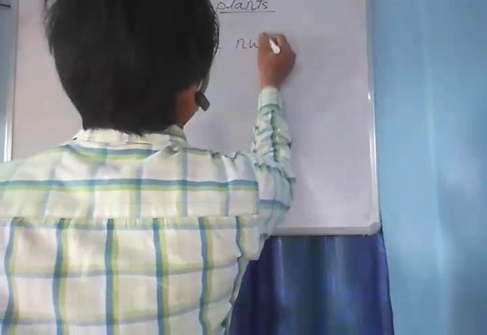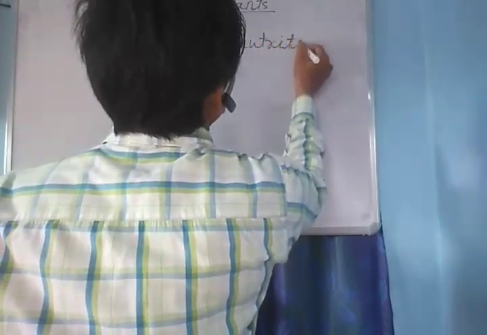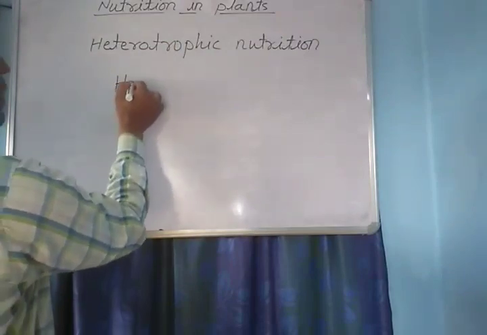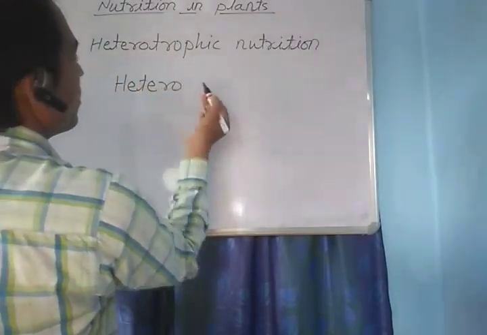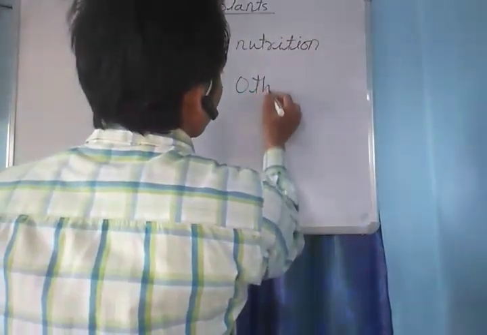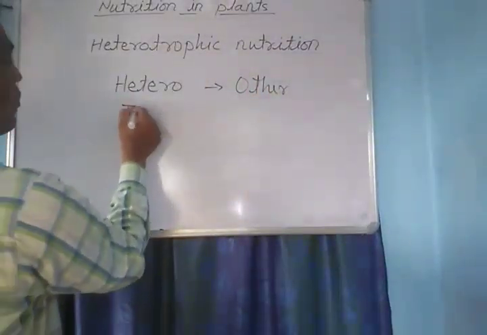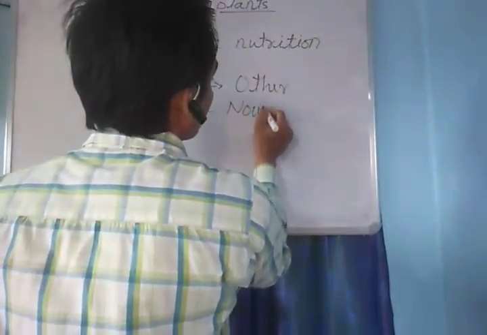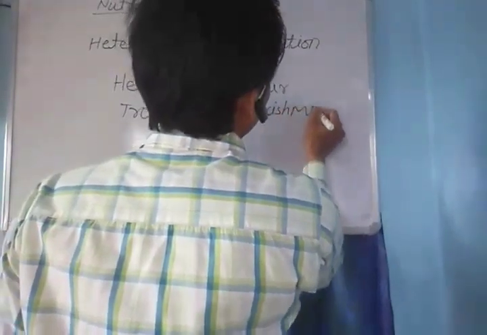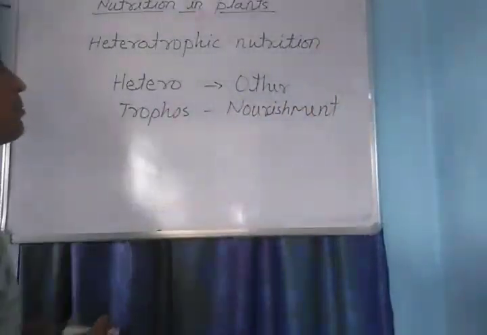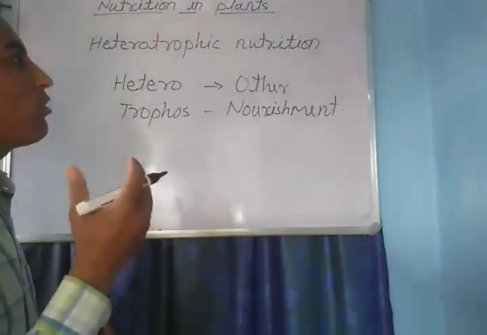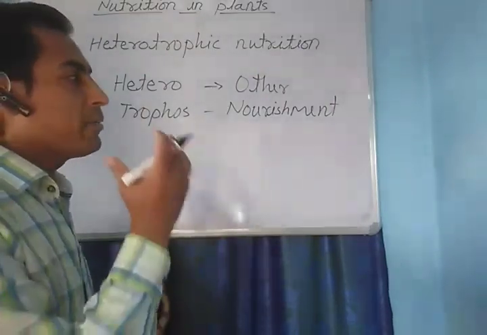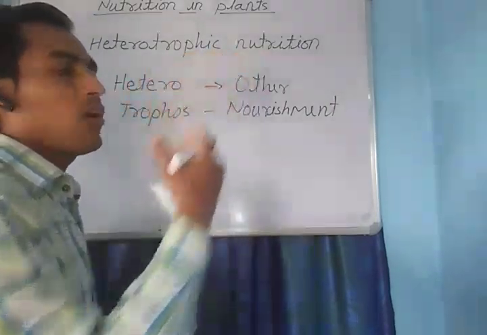Heterotrophic nutrition. Heterotrophic is made of two words. The first one is hetero, hetero means other, and the second one is trophos, which means nourishment. So the meaning of heterotrophic nutrition is the mode of nutrition in which organisms are unable to make their own food and depend for their food on other organisms.